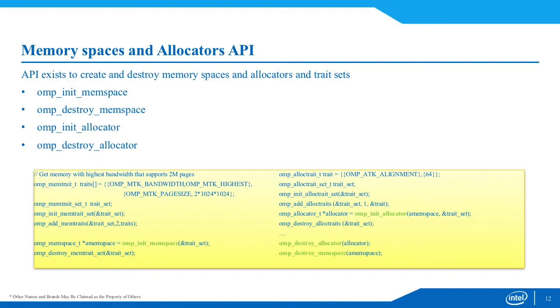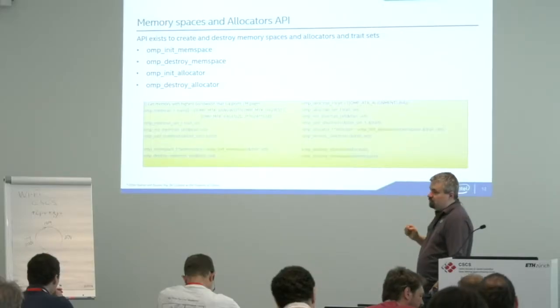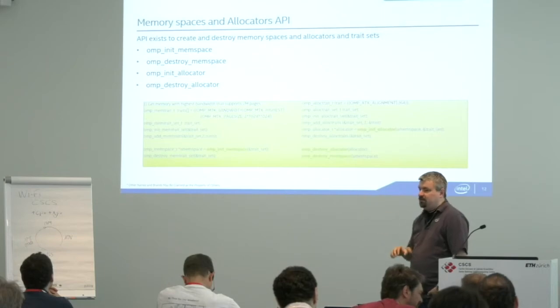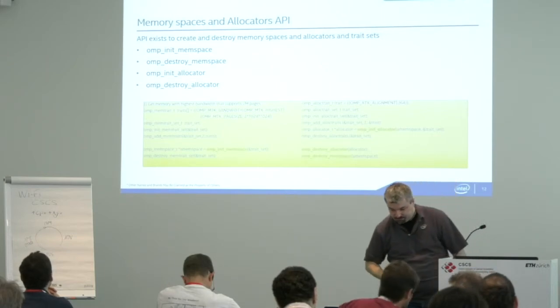Okay, so there's an API to do all that. I already said that. So there's allocation. There are functions to talk about memory spaces and to add features or traits to that memory space, and then hand it over to an allocator to actually allocate from that memory space you just described. Okay?